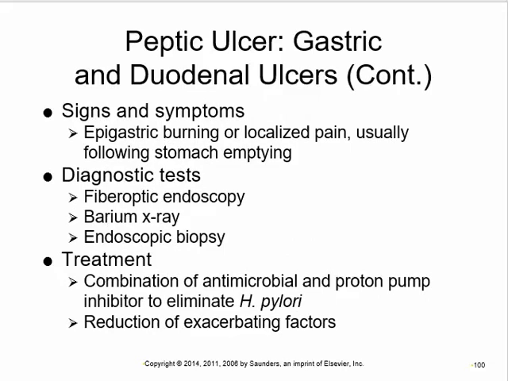And so it's usually some sort of epigastric burning, pain, that kind of thing. We look down with a scope, we do barium x-rays, we do biopsies to see what's happening there. We treat it by trying to get rid of the H. pylori and to decrease the amount of hydrochloric acid that's produced. And hydrochloric acid is produced by protons, hydrogen ions, and so the proton pump makes the acid. Inhibiting that means less acid.